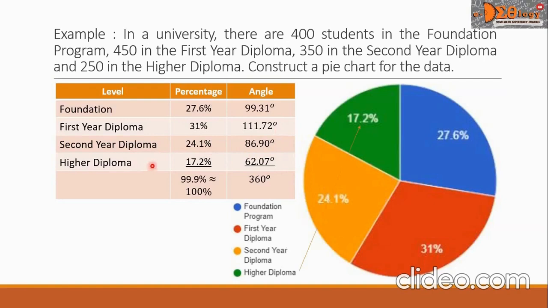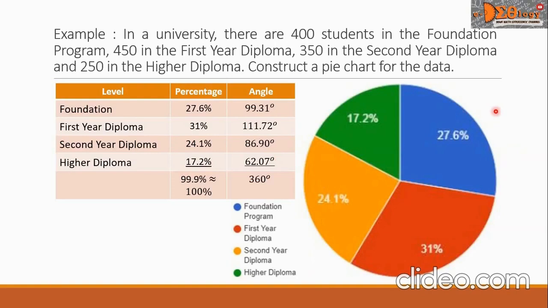The last level is the higher diploma with 17.2%. And there we write the 17.2%, and the central angle is estimated to be 62.07 degrees. We can see here that our pie chart is colorful.